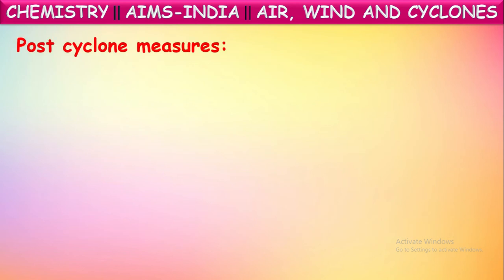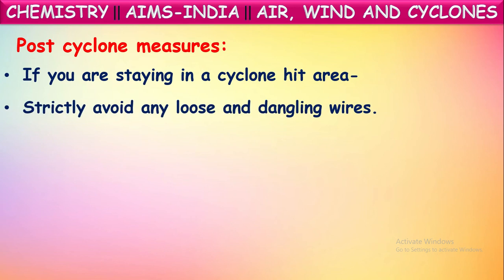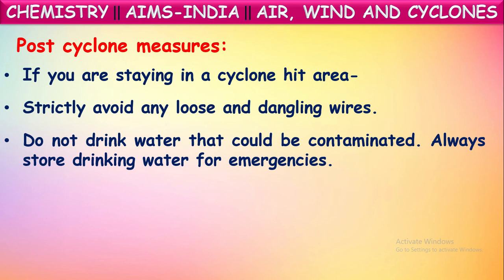Now let us see the things which we have to do as post-cyclone measures. If you are staying in a cyclone-hit area, strictly avoid any loose and dangling wires. We should not go through them, we should not touch them because they may pass electricity and we may get shocks. We should not drink water that could be contaminated. Yes, in those areas, we should not collect water from the ground and drink it because it might be contaminated.